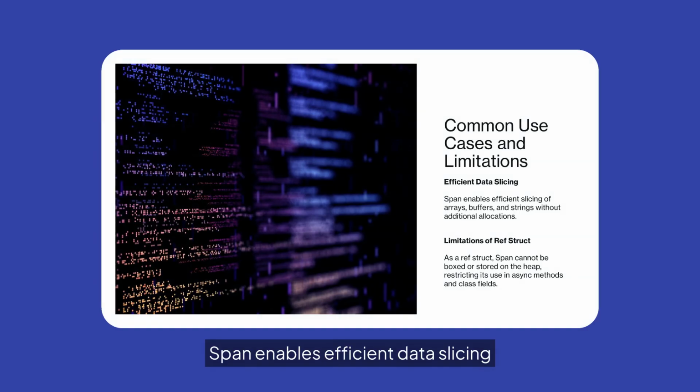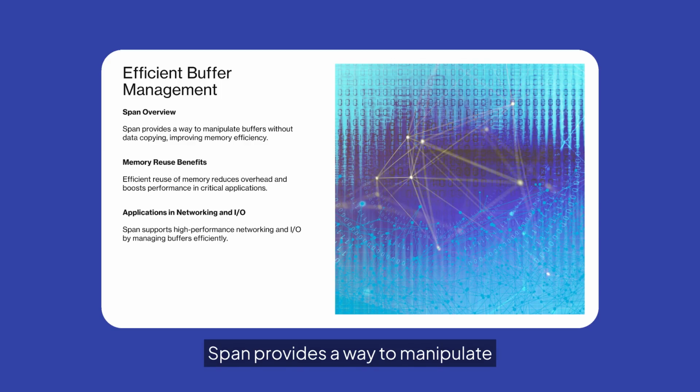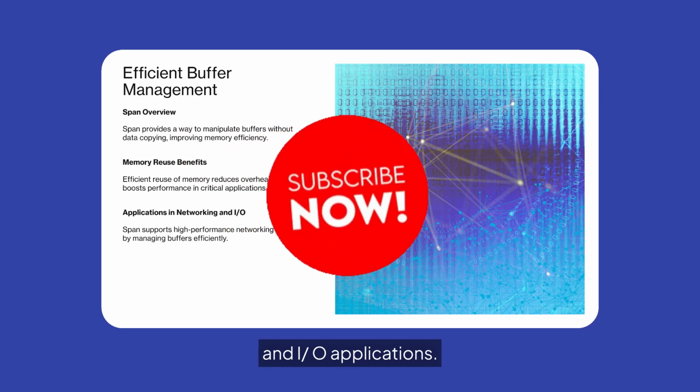Span enables efficient data slicing of arrays, buffers, and strings without additional allocations. However, as a ref struct, it cannot be boxed or stored on the heap, limiting its use in async methods and class fields. Span provides a way to manipulate buffers without data copying, improving memory efficiency. Efficient memory reuse reduces overhead and boosts performance, especially in networking and I/O applications.